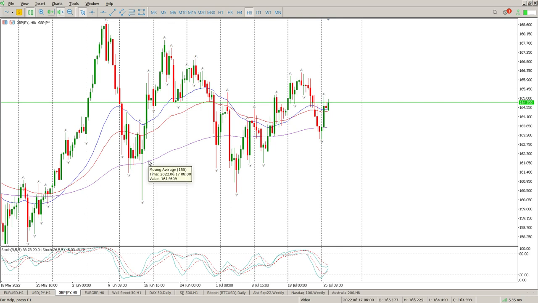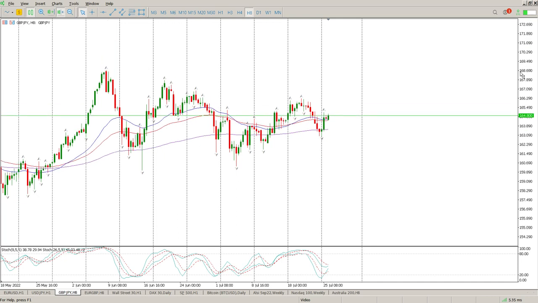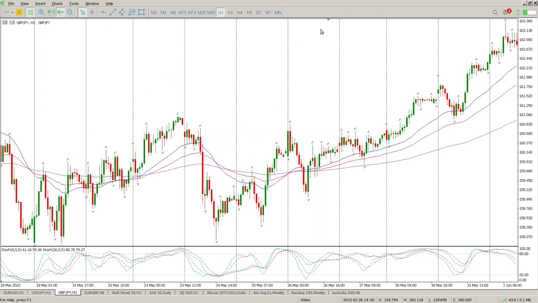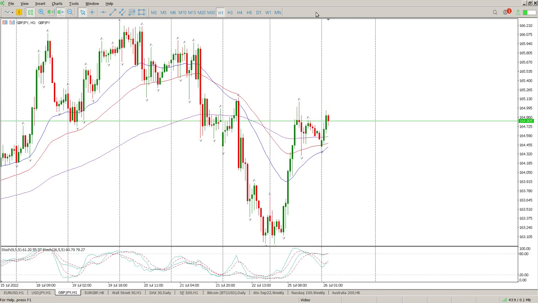Moving on to the British pound, Japanese yen. Price action is pretty much all over the place. We are sideways on the higher time frames. One thing that is pretty clear is we've got a crossover of our oscillators at the moment. Just one of them, the other one we're waiting for. We've got a bounce off the 155, so that's all indicating bullish price action.